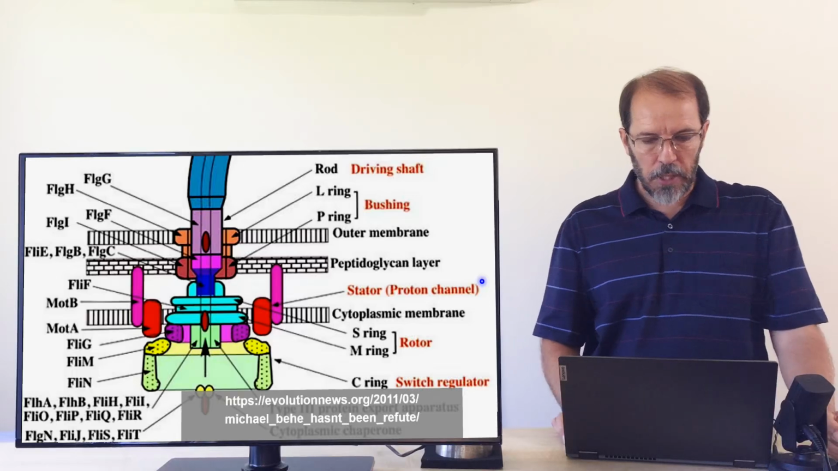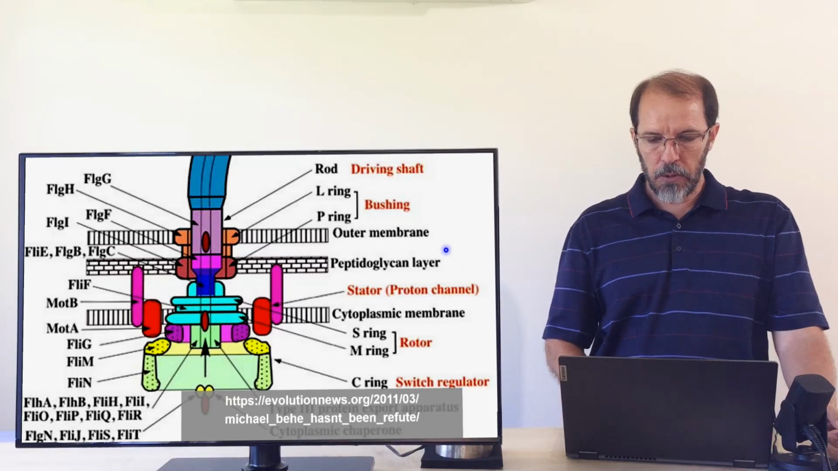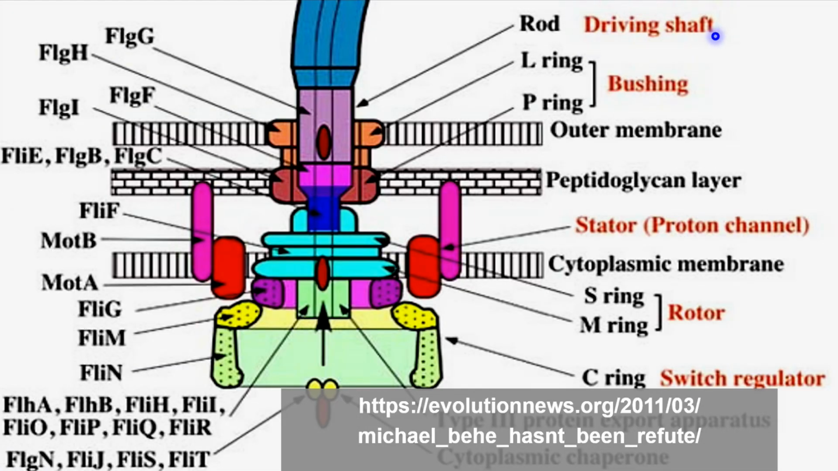Here we have the full diagram with labels. Let's just read the analogous labels. Drive shaft, over there, the light purple part. Bushing, that's equivalent to the bearing. Stator, stationary part which gives the push.